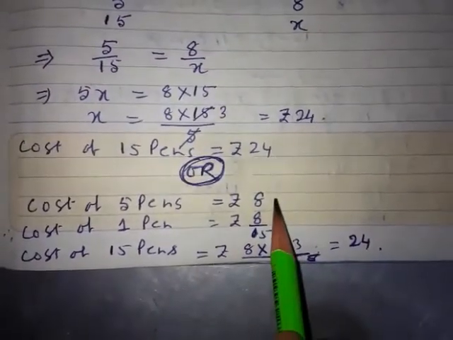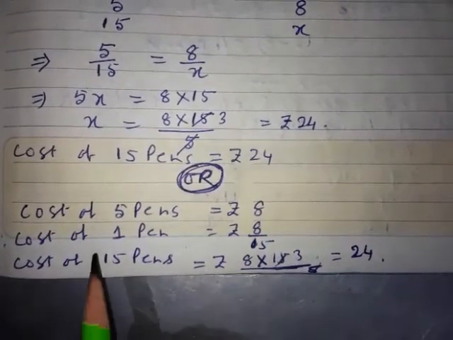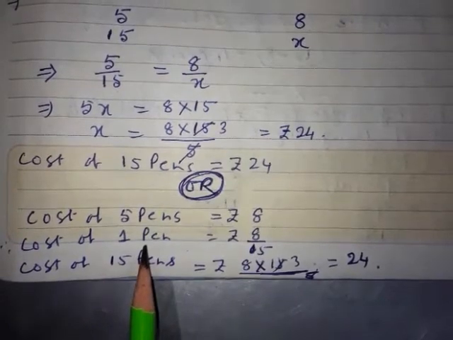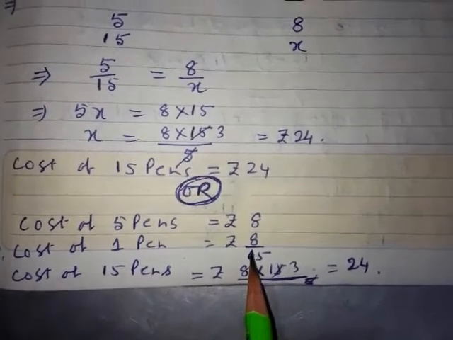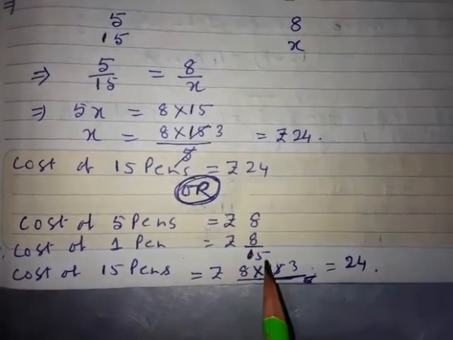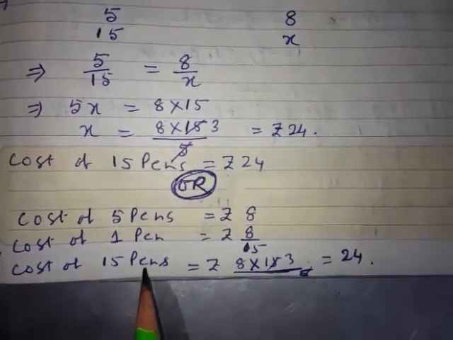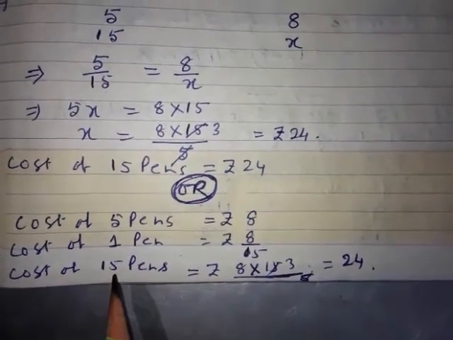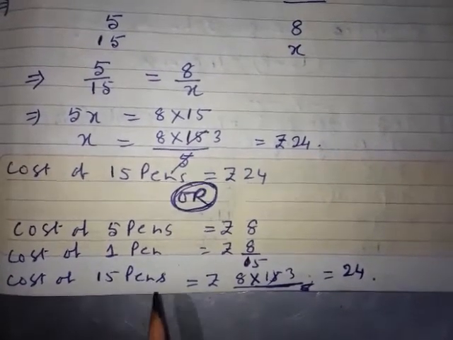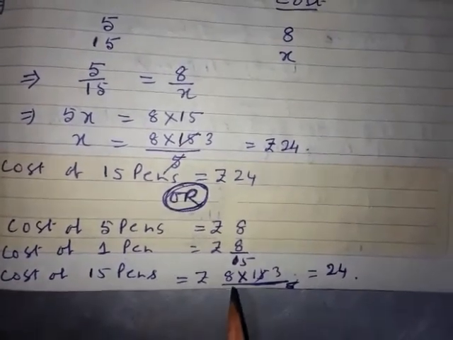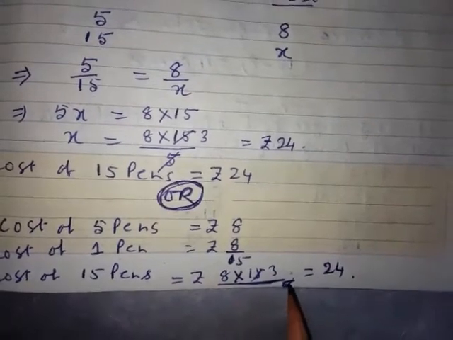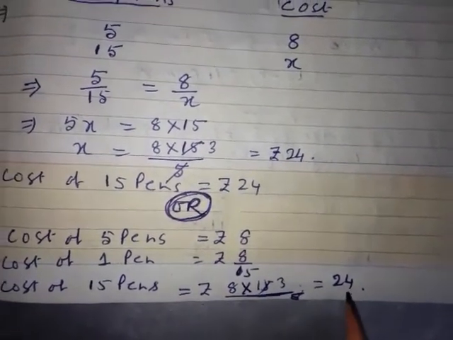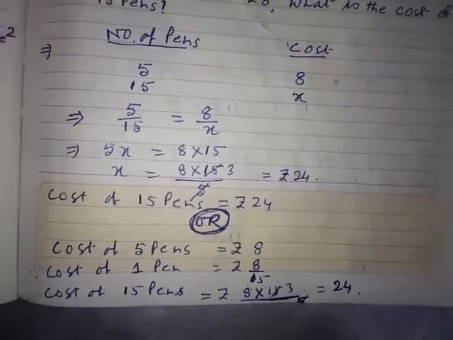Or the other way you can do it. Cost of 5 pens is how much? 8 rupees. So in the unitary method, you have to calculate the value of 1. Cost of 1 pen will be more or less? Less. Less means what are you going to do? You are going to do the division. So 8 divided by 5. Now what is the cost of 15 pens? First you calculated the value of 1 pen, now you are going to calculate the value of 15 pens. So 15 pens value will definitely be more. So what is done here? 8 into 15 by 5. So 5 threes are 15, 8 threes are 24. So what is the value of 15 pens? 24. I hope you understood it.